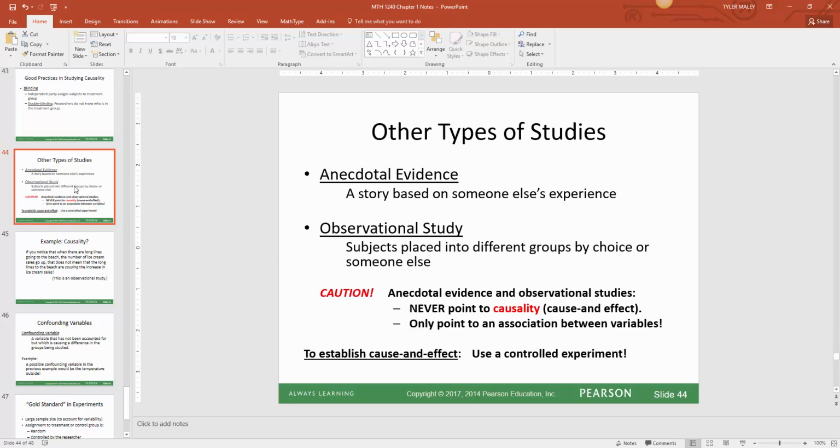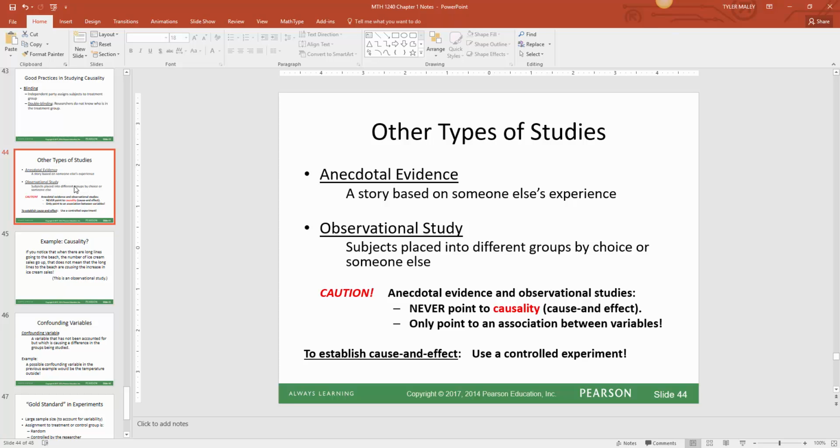So other types of studies that can occur: anecdotal evidence. This is a story based on someone else's experience. For example, maybe someone is the first female law student at a particular university, right? So they could write a narrative describing this experience. But this is anecdotal evidence. It's not something we can generalize, right? This is one data point based on one person.